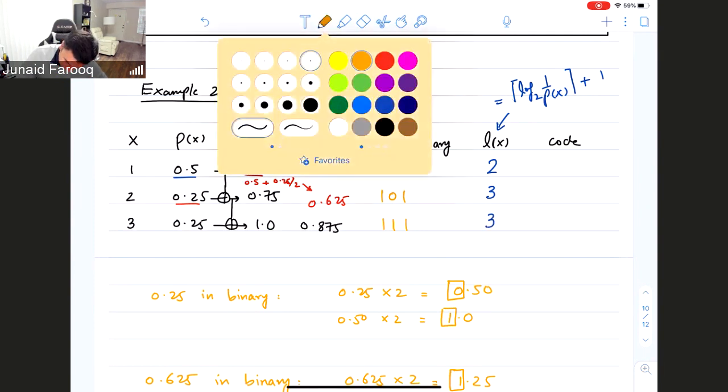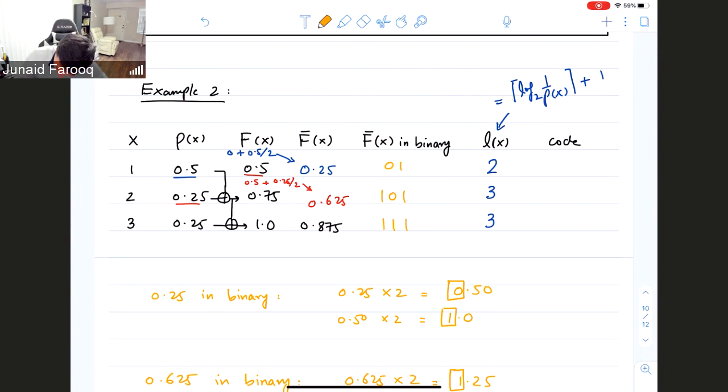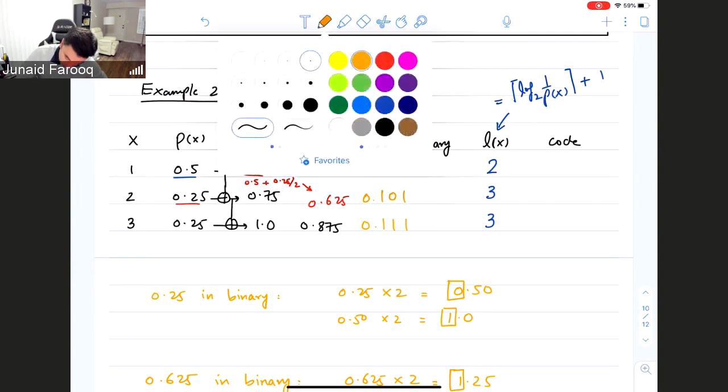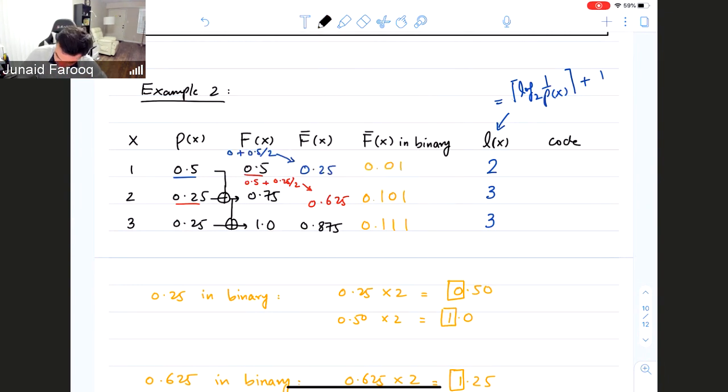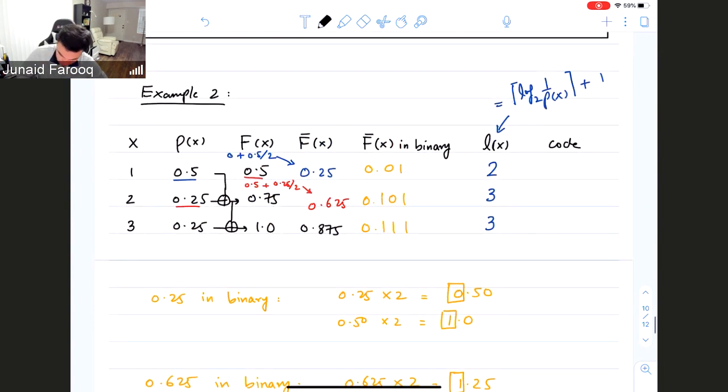Oh god. Sorry for this. In binary we still have the decimal. And then after that we just pick however much is the length of the code, we just pick those numbers after the decimal.